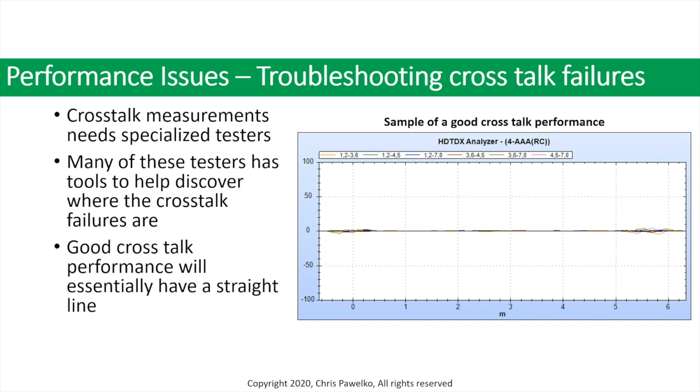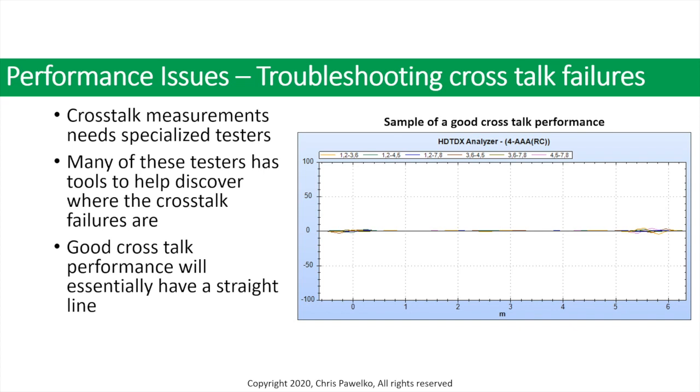As I mentioned before, crosstalk measurements need specialized testers. And these testers are not cheap testers because they do require specialized circuitry and programming in order to detect crosstalk. But also many of these testers do have tools to help you discover where crosstalk failures are. And here's an example of one of those types of tools to help you find where crosstalk is. And the best thing to remember when it comes to these types of tools is good crosstalk performance will essentially have a straight line. So you do not want to have any crosstalk.